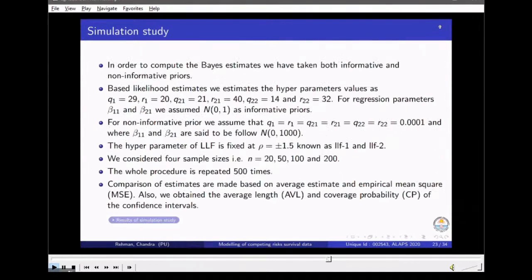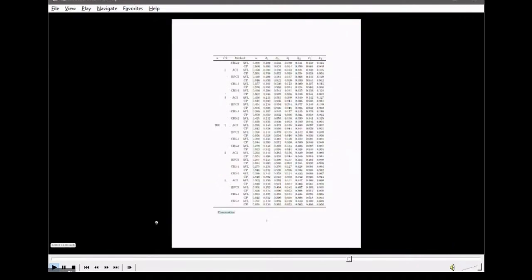In order to compute the hyperparameters, we use the likelihood estimate, and for the non-informative prior, we assume the hyperparameters are close to 0, and for the regression parameters, we assume a normal non-informative prior. The hyperparameter of the LINEX loss function is fixed at plus minus 1.5. We consider sample sizes 20, 50, 100 and 200. The whole process is repeated 500 times. The comparison of the estimates is made based on MSE, average length and coverage probability. These are the simulation results of my study.